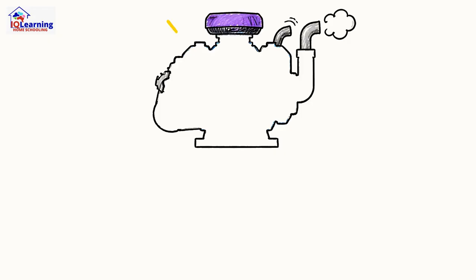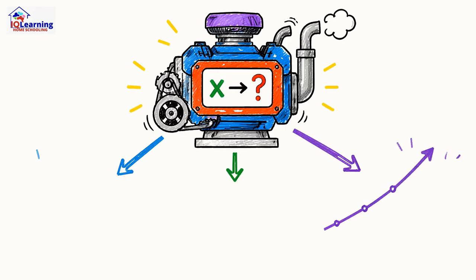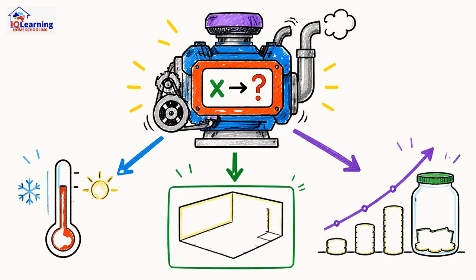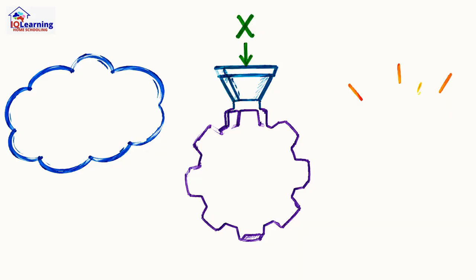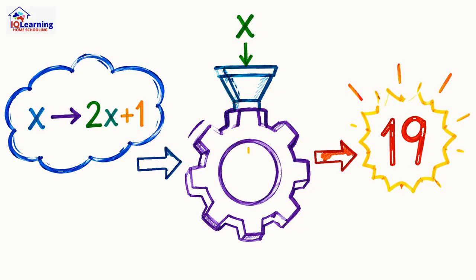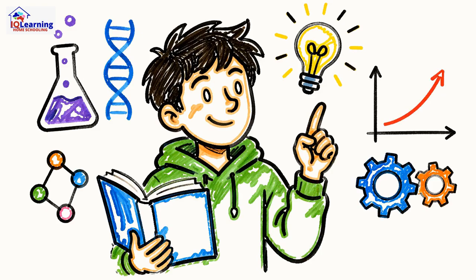This isn't just classroom theory. Substitution is the engine behind real-world formulas, from converting temperatures and calculating the area of a room to predicting how much your savings will grow. It's the fundamental step that turns an abstract rule into a concrete, useful number. Master this, and you're truly starting to speak the language of science and logic.